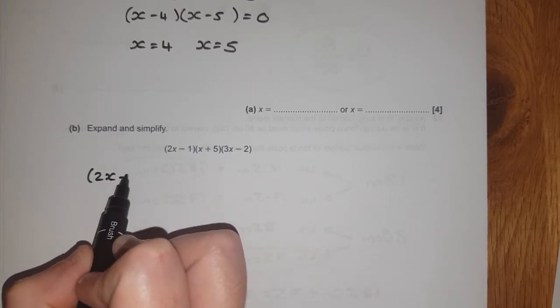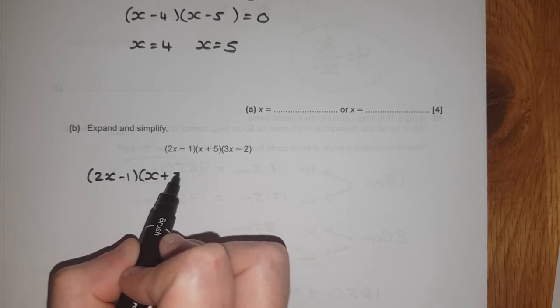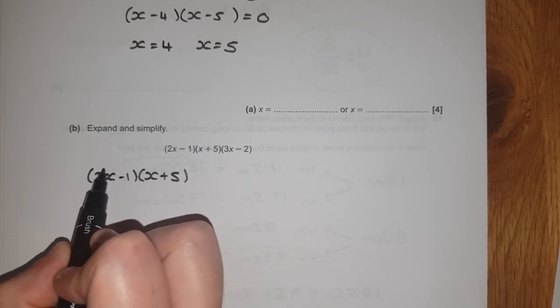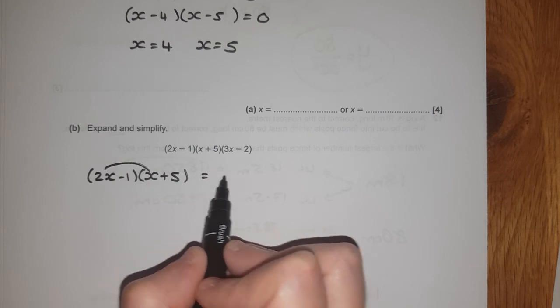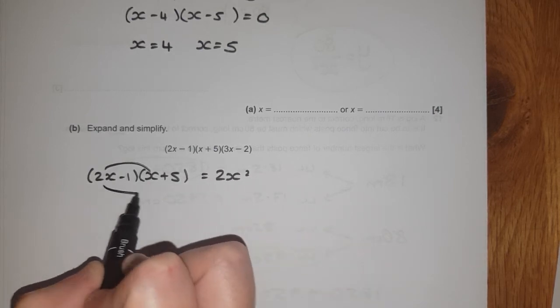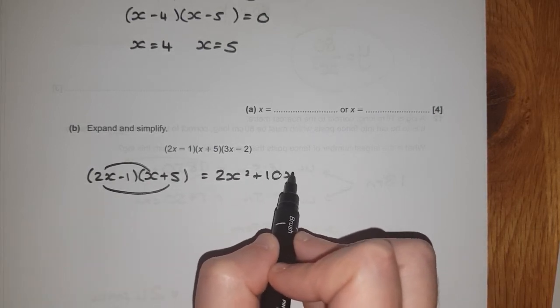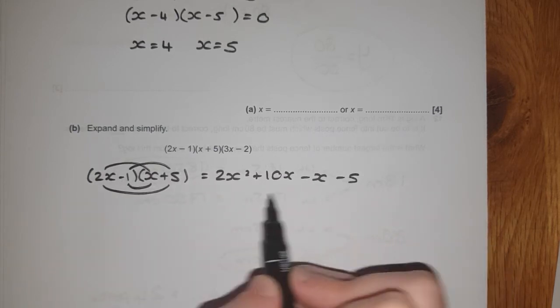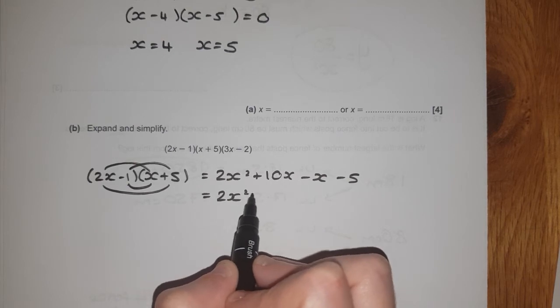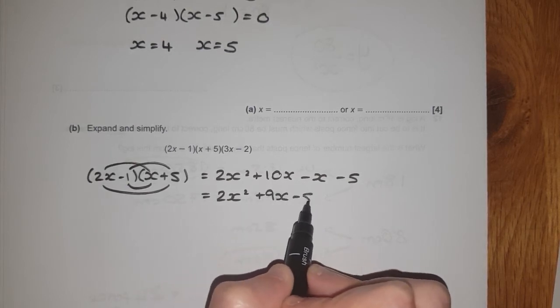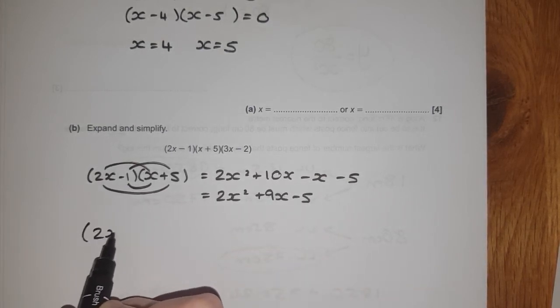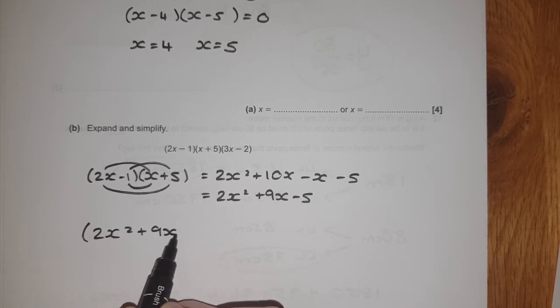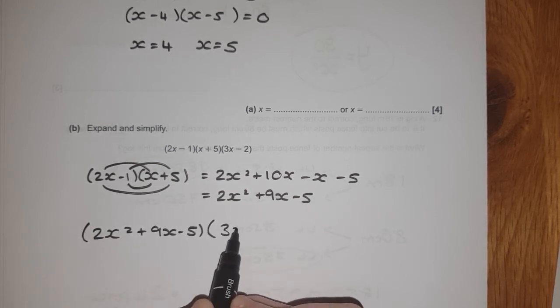Right, expand and simplify is a triple bracket, so all you're going to do is expand the first 2 brackets. Remember, you can use any method you like, FOIL or grid. If we follow FOIL, I get 2x squared plus 10x minus 1x minus 5, which simplifies to 2x squared plus 9x minus 5. So I'm now doing that answer that I've just got multiplied by the remaining bracket.